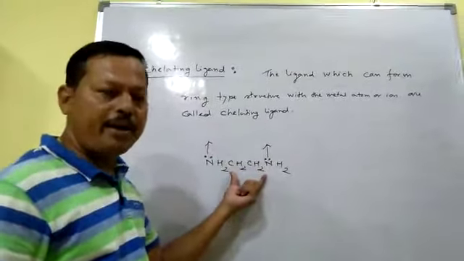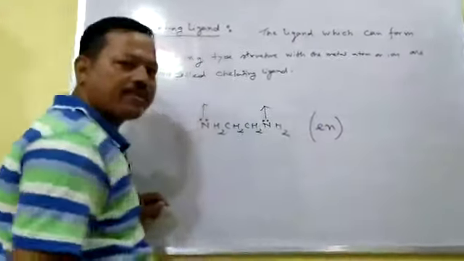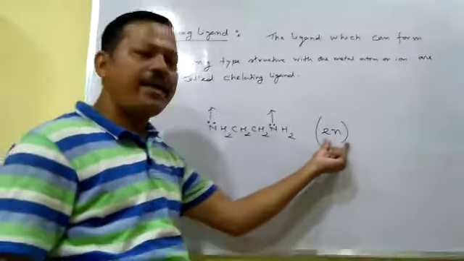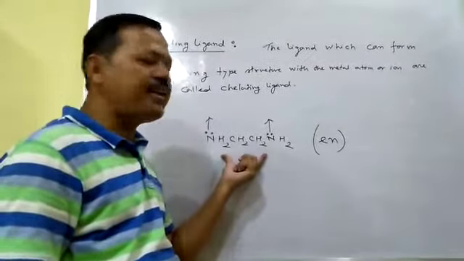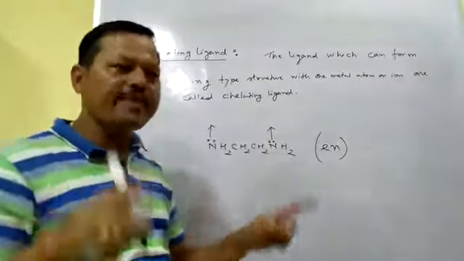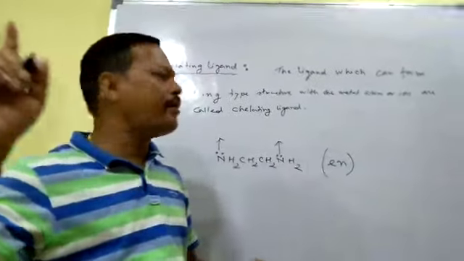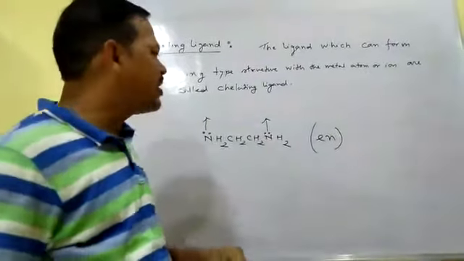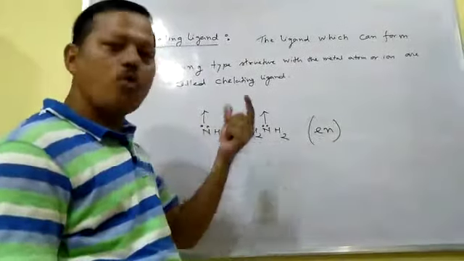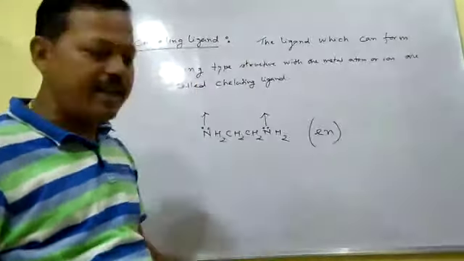This ethylene diamine, in short form, in complexes it is written like this, en. You will get later all this thing. En represents this compound, ethylene diamine, and it is one of the bidentate ligand. Actually to do the chelation, to do the ring type structure, the ligand must be bidentate or tridentate or tetradentate like that, or polydentate. Monodentate ligand, I mean the ligand which can donate only one pair, cannot form this type of chelation. Now I'll show you how they undergo chelation.